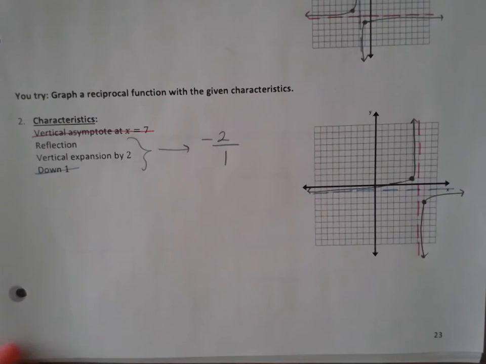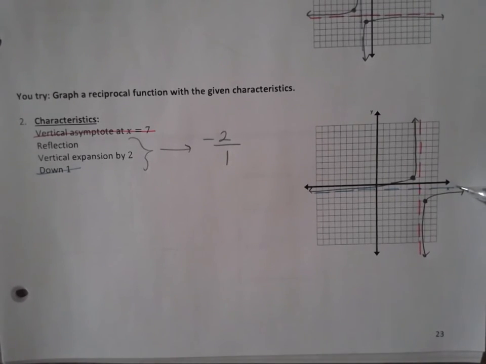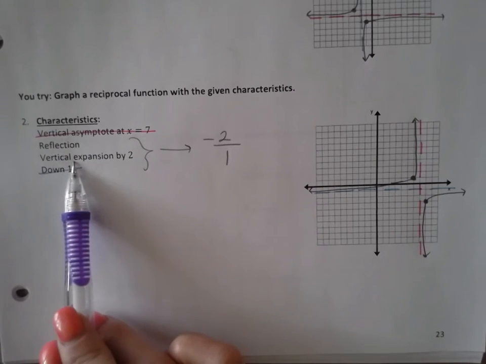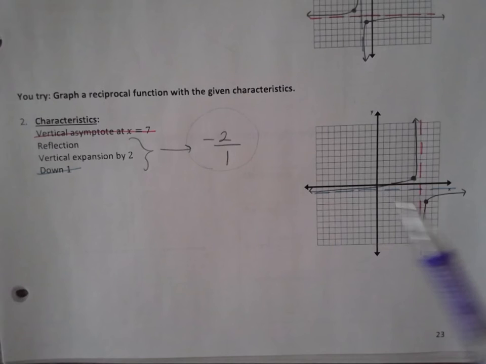Here is the answer to number 2. You should have your vertical asymptote at 7, horizontal asymptote at -1, and then combining the reflection and vertical expansion gives us a slope or a top number of -2. So we're going down 2 and right 1.